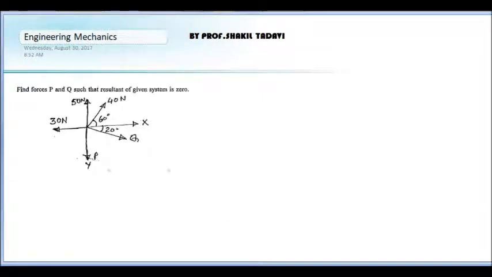In this question we have to find forces P and Q such that the resultant of the given system is 0. It means here we have to calculate forces P and Q. Whenever this kind of problem comes, you need not worry about what additional things we have to find out or whether any alternate method is there.